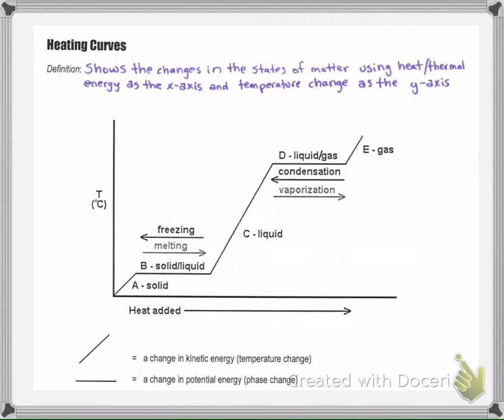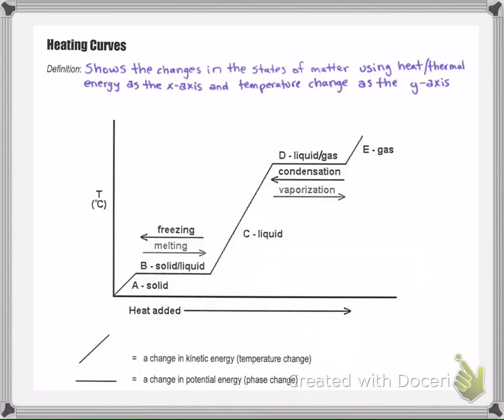So this is how you would read a heating curve. Normally it's done for water. It can be done for other substances. But the important thing to understand is what's happening during a temperature change, which is the slanted lines, and what's happening during a phase change, which is just the flat line.